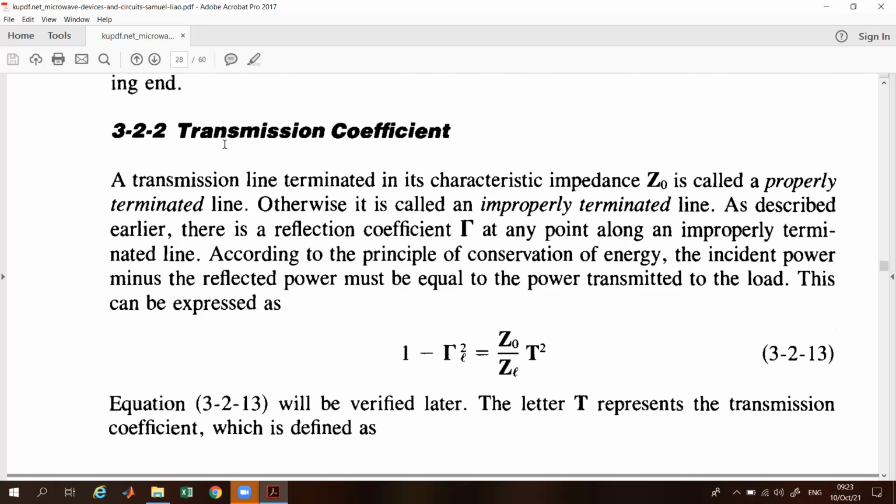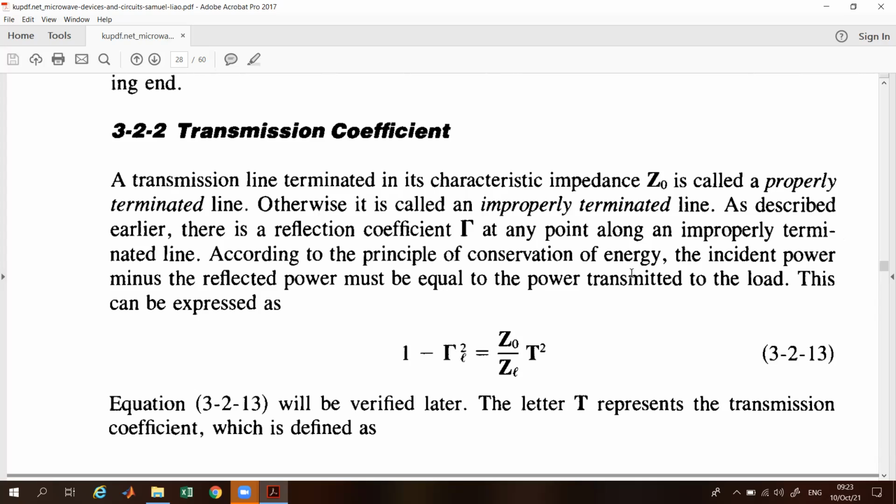Now, we already calculated our reflection coefficient and we need to find the transmission coefficient. A transmission line terminated in its characteristic impedance Z0 is called a properly terminated line. Otherwise, it is called an improperly terminated line. As described earlier, there is a reflection coefficient at any point along an improperly terminated line.